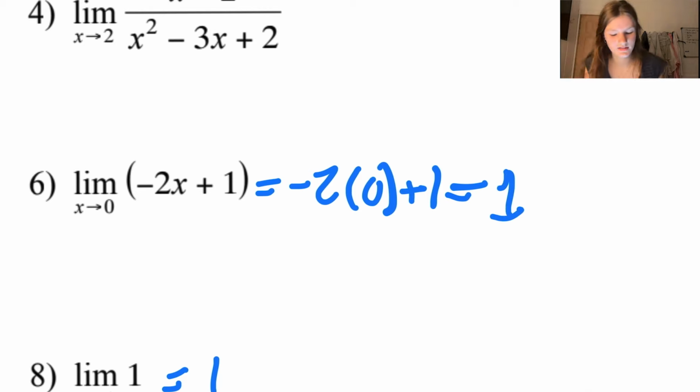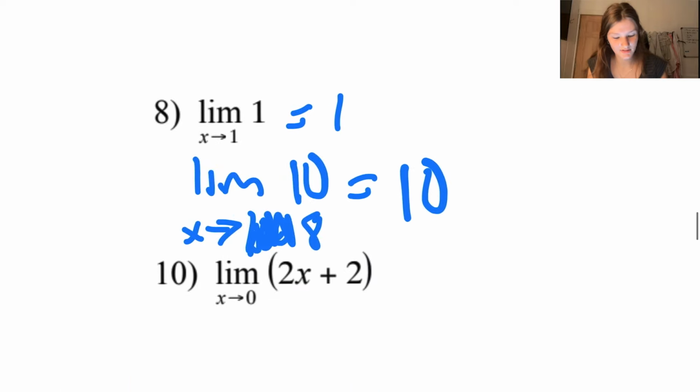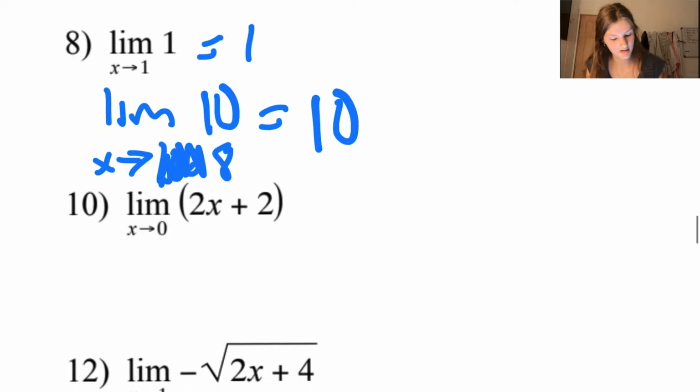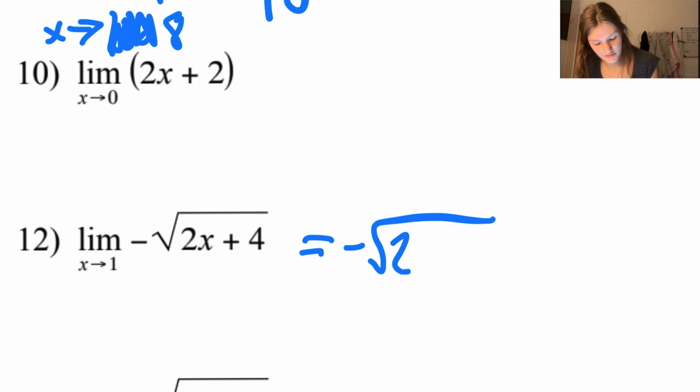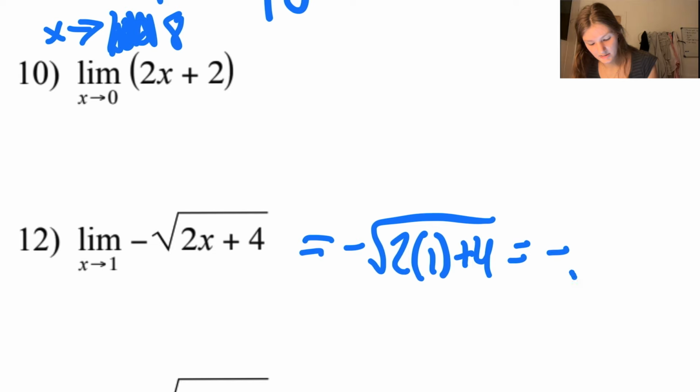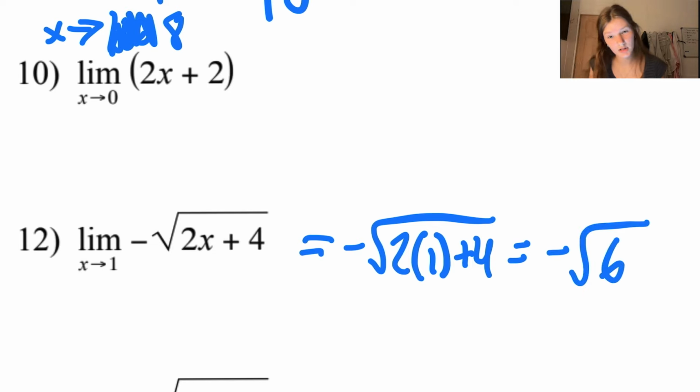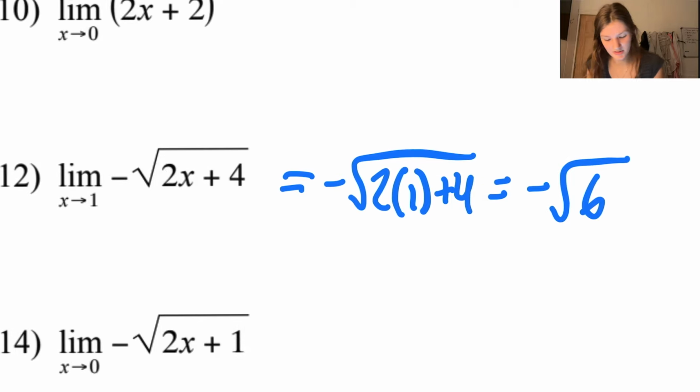Simple, easy. Now we know the properties, so you just have to plug in. Algebraic. Let's skip to this one. So we're going to plug in negative 2 times 1 plus 4, which is equal to negative square root of 6. Can you do anything with that? No. So that's your answer.